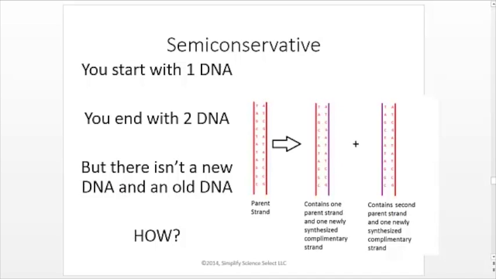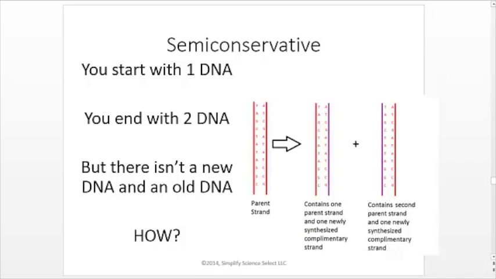Now here's something that's interesting. You start with one DNA. You go through replication. You end with 2 DNA. But there isn't a new DNA and an old DNA. How is that possible? Well, the vocabulary word we use for this is semi-conservative.